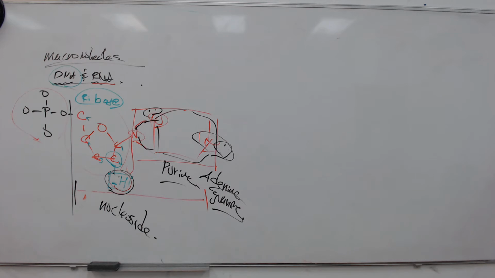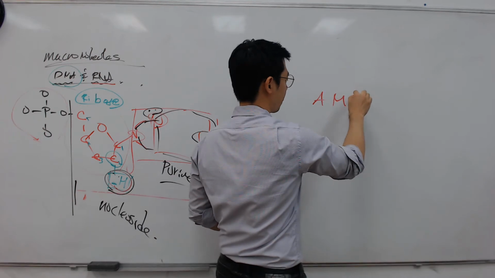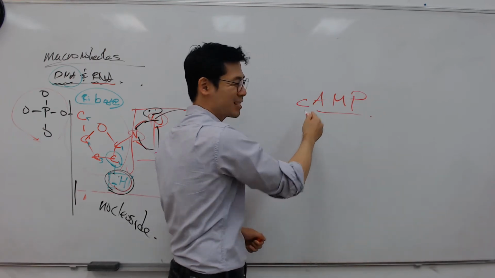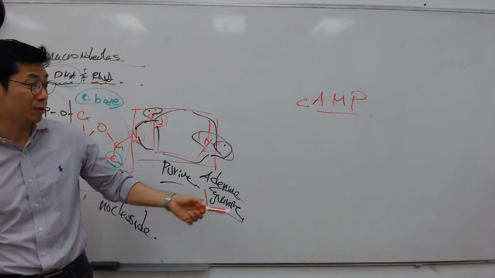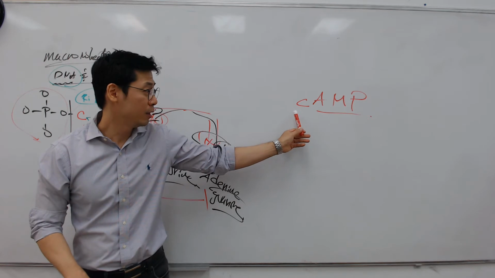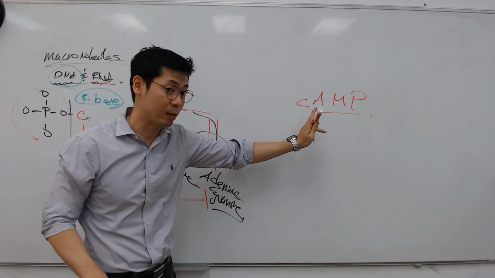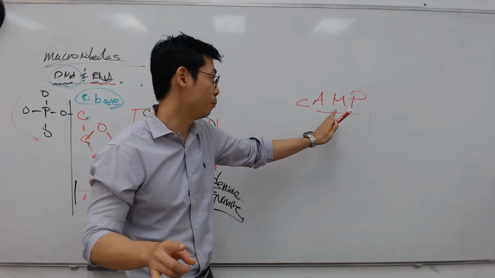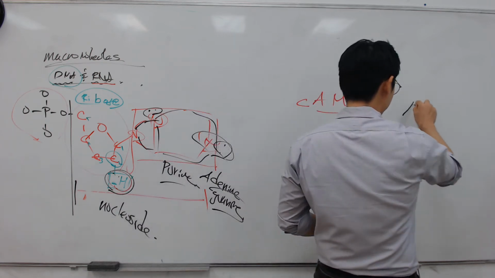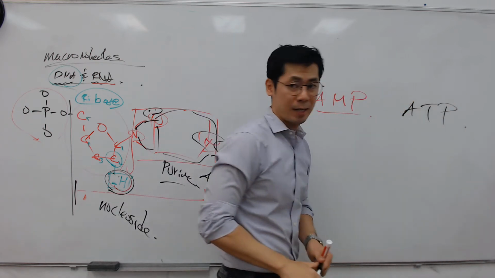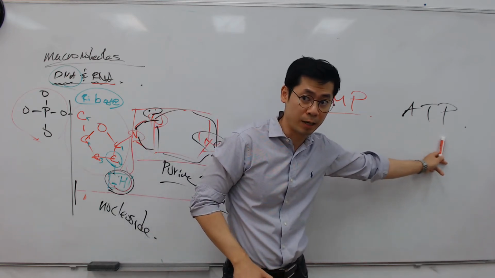So, have you ever heard something like this? AMP? Have you heard this, guys? Like cyclic AMP, have you heard this, guys? Have you heard it? Cyclic AMP. This was on, I think, all the AP Chem tests, by the way. Cyclic what? Adenosine. It's not adenine. Adenosine monophosphate. I'm sure you've heard of ATP. What's ATP, guys? Adenosine triphosphate.